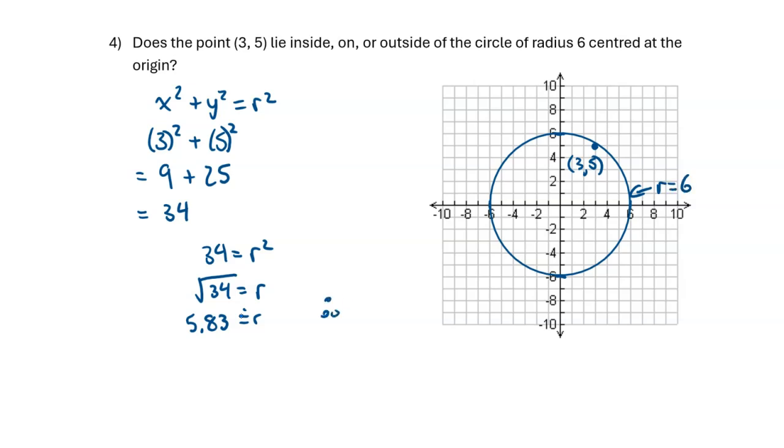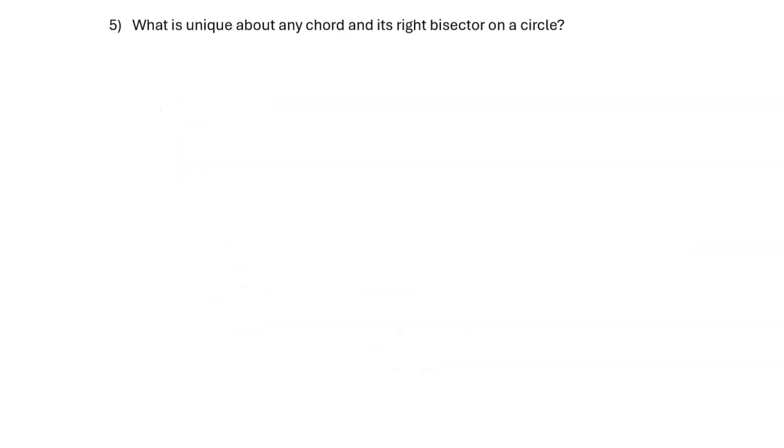So if we know that's a smaller radius, therefore the point (3, 5) or (5, 3), it doesn't matter, because they're both going to work out the same, the point (3, 5) is inside the circle. And so there you go. Point (3, 5) or (5, 3), the order of x and y doesn't matter, they're still going to be inside the circle because it still works out to be the same.